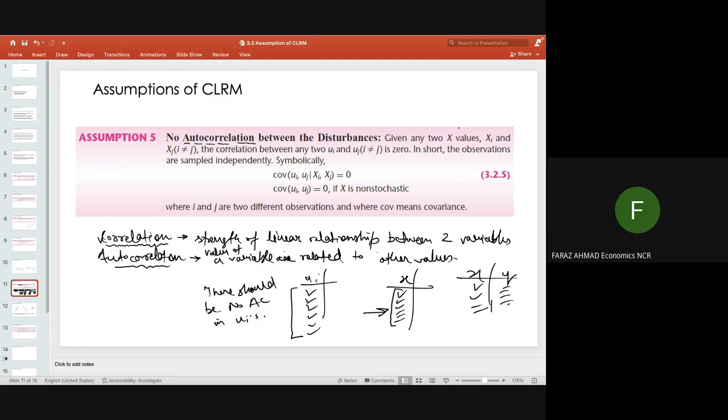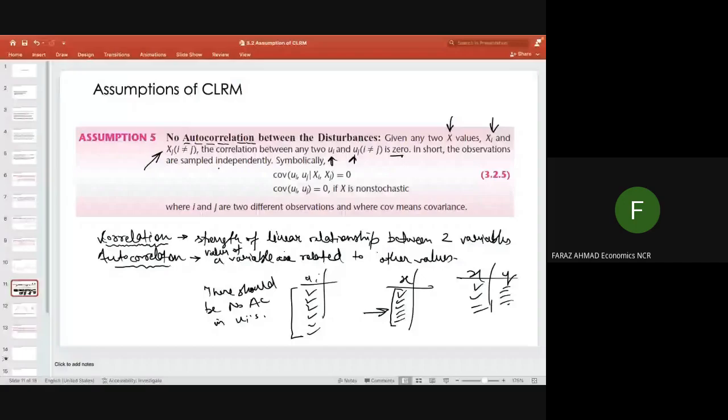So given any two x values, xi and xj, the correlation between ui and uj is zero, right? So that's the assumption that if we have one value of x, xi, and another value, xj, the correlation between ui and uj is zero. In short, the observations are sampled independently.